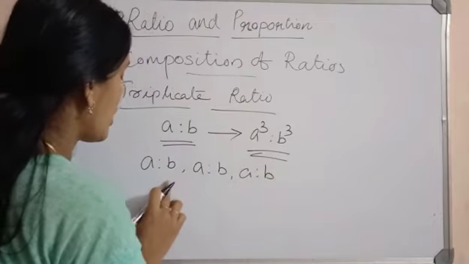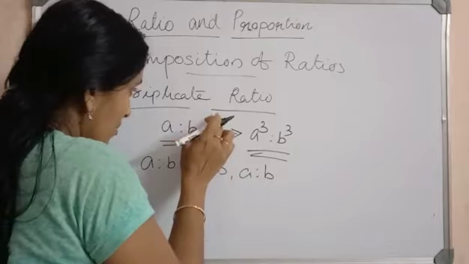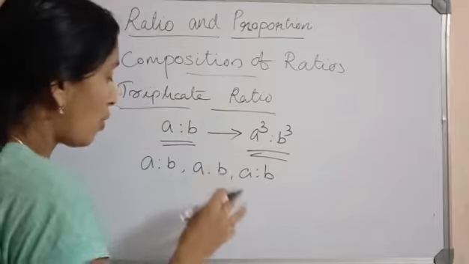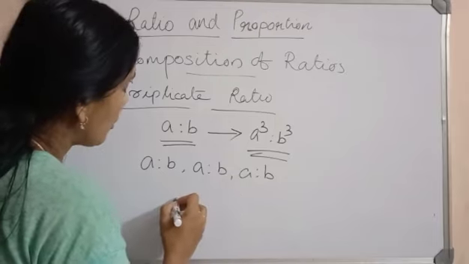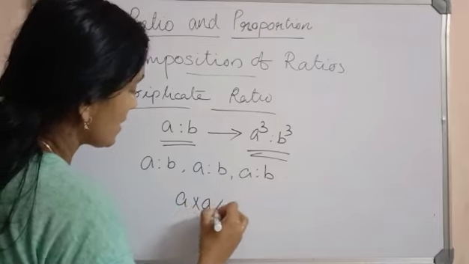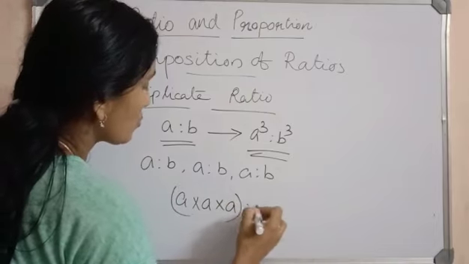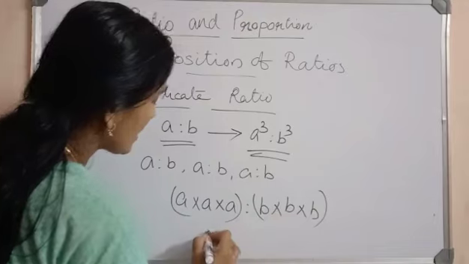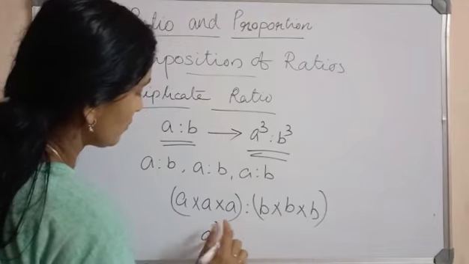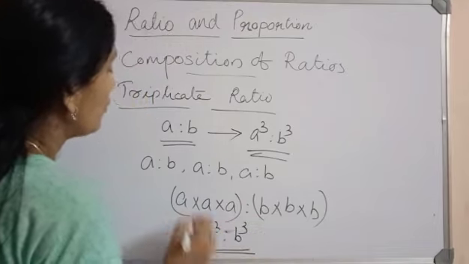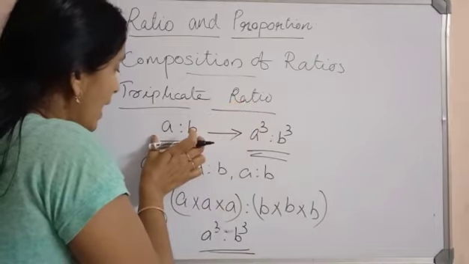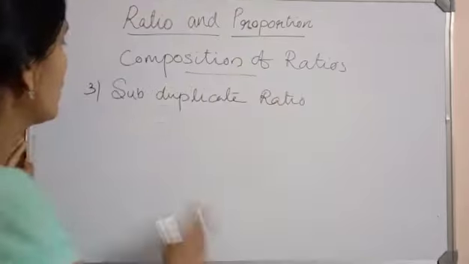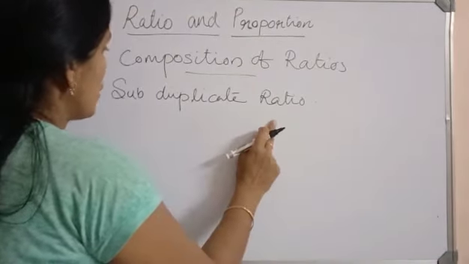These are the three equal ratios, and this triplicate ratio is the compound ratio of three equal ratios, and we know that the compound ratio is the ratio between the product of the antecedents to the product of the consequents. So we can write this as A cube is to B cube. So the triplicate ratio of A is to B is A cube is to B cube. The next one is the subduplicate ratio.